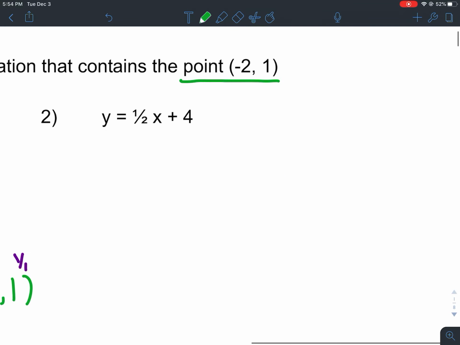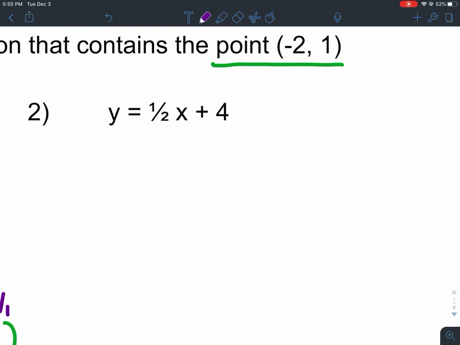Moving on to number 2. Y equals 1/2 x plus 4. Okay, I want to create a line parallel to this one. So in order to create a parallel line, I need to first identify the slope. Now I only know the slope if it's in slope intercept form, y equals mx plus b. So I know the slope here because it's already in y equals mx plus b form. My slope here is 1/2.